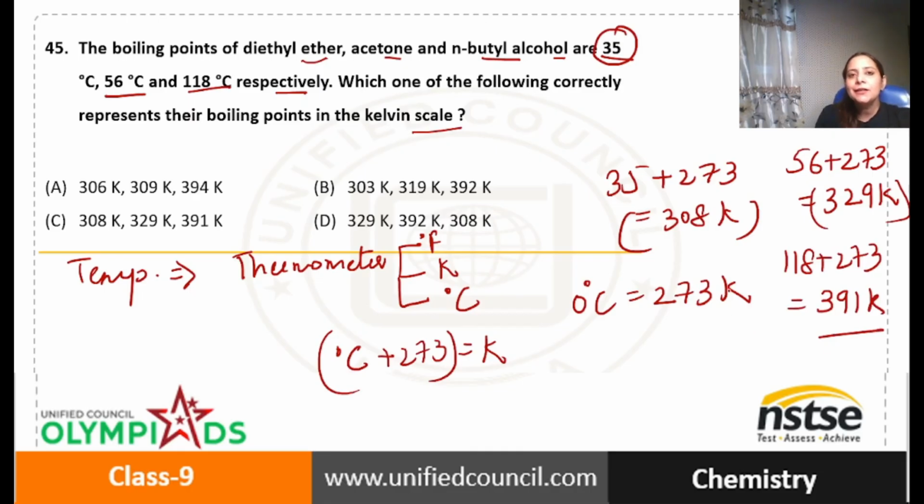So the answer option which has 308, 329 and 391 would be correct. That is option C. So you should always remember that the scales of temperature have certain relations between them. Using that we can convert the scales.